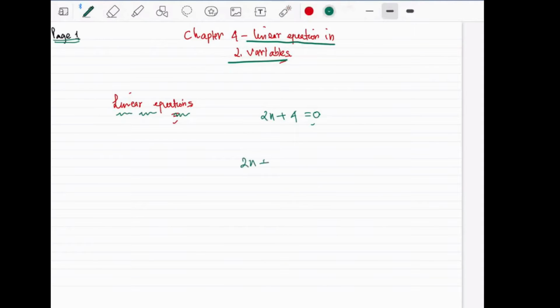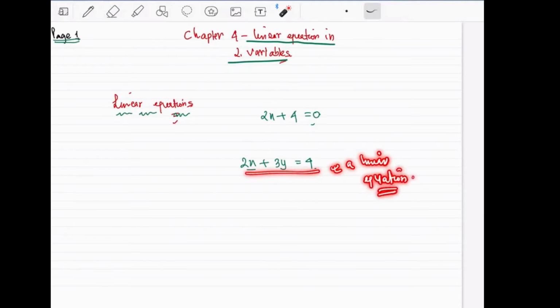If I have another equation like this: 2x plus 3y is equal to 4. This is also an equation. But from the perspective of whether it's linear, quadratic or cubic, you have to check the power of the variables first. The variables are x and y, the power of x is 1, the power of y is 1. So this is a linear equation since the highest power is 1. In this linear equation, we have two different types of variable, x and y.